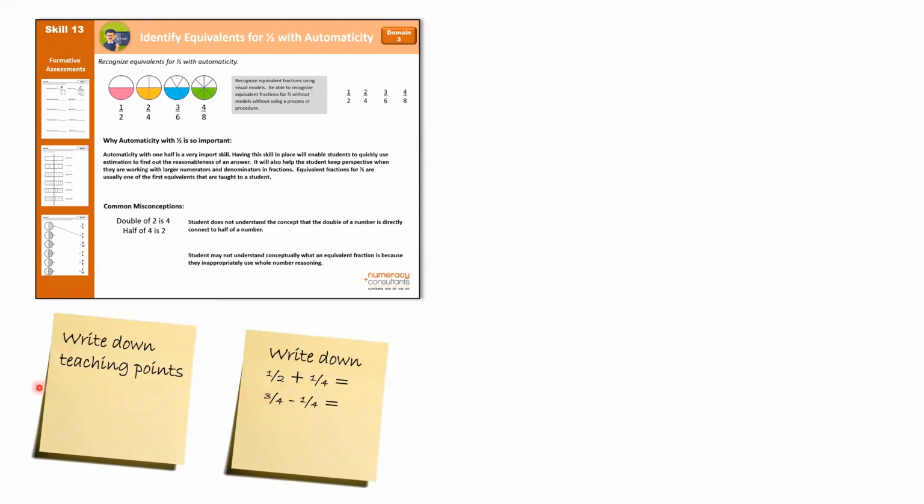So that's just my suggestion. Write down teaching points on one, write down your practice problems on another. If you print this card, you can stick them to the card, or you can print the card and just write your notes on it as well. Okay.